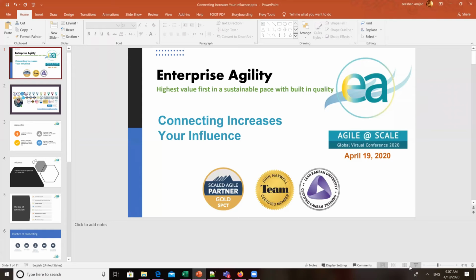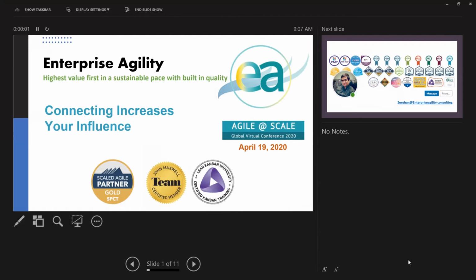So can you see my screen? Yes, we can. Yep. Somehow they just swapped the monitor. Let me swap it.